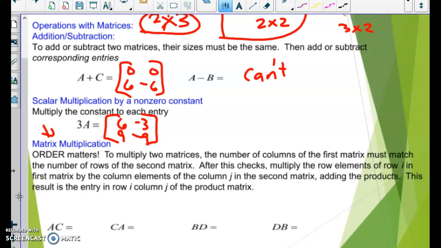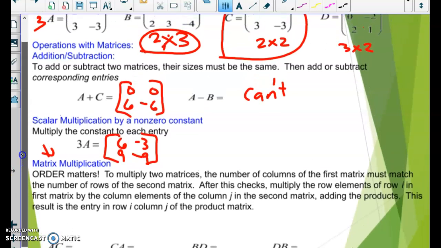Order matters. To multiply two matrices, the number of columns of the first matrix must match the number of rows in the second matrix. After this checks out, multiply row elements of row 1 in the first matrix by the column elements in the second one, and add those products, and this is the result. Okay, so let's boil that down a little bit.